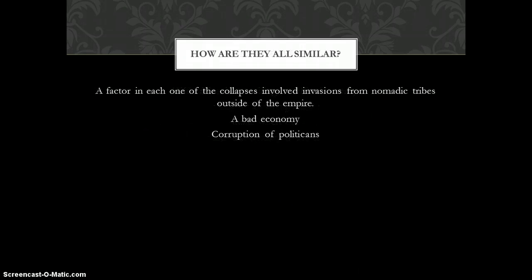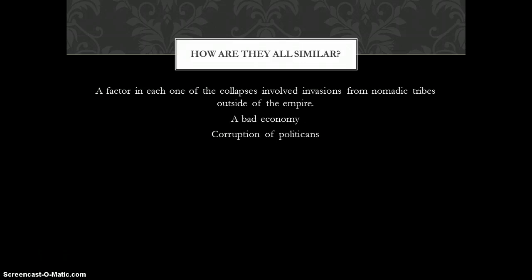So, how are they all similar? A factor in each one of these collapses involved invasions from nomadic tribes outside of the empire. In Rome was Germany, and it was Germanic tribes, and the Gupta was nomadic tribes from outside, etc., etc. A bad economy. Economy is everything in an empire. You can't have a normal functioning society without a normal economy and a functioning, good, flourishing economy. So without that, that's the pure concrete of the society. If you don't have that, you're not going to get anywhere.